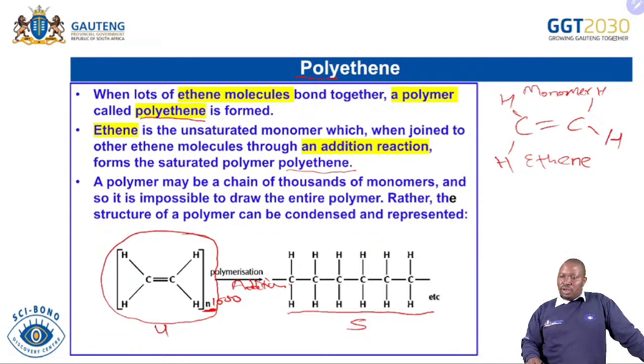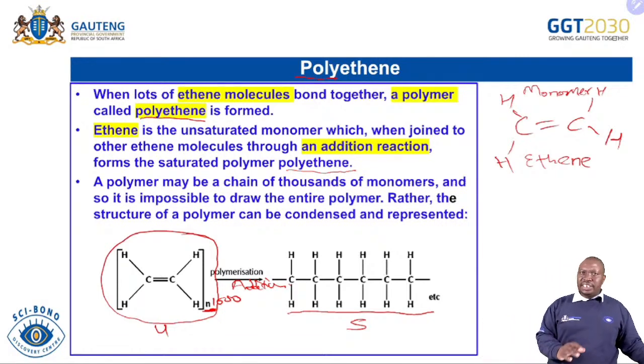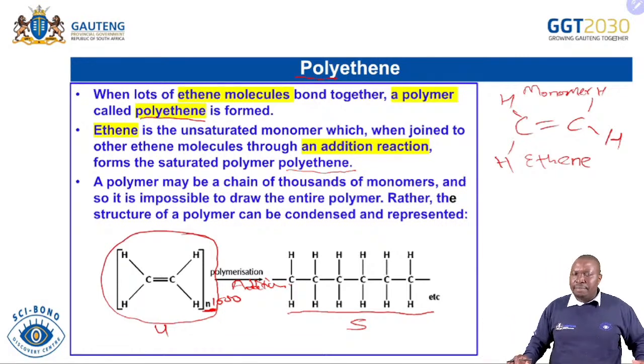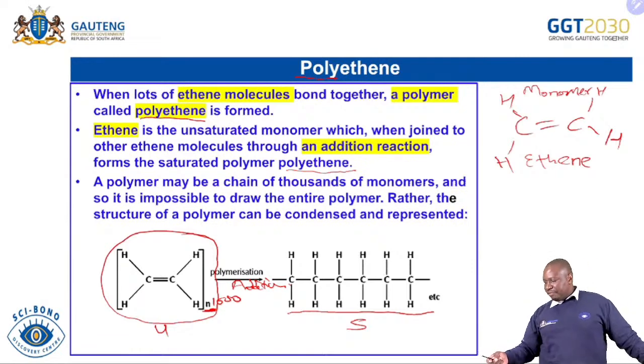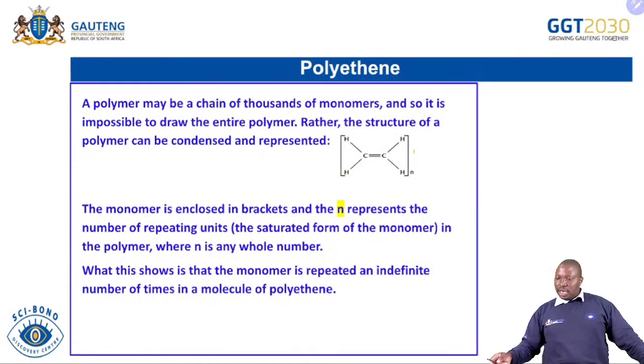So I hope you've understood that part, that we start with our monomers, which is ethene, and we join them together. Whichever the number that we are having, there can be 1,000 of them, they are able to form a polyethene. So that is the first part that I hope you have understood and you are moving with me.